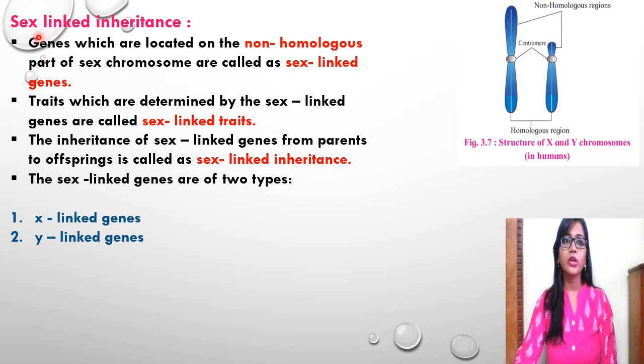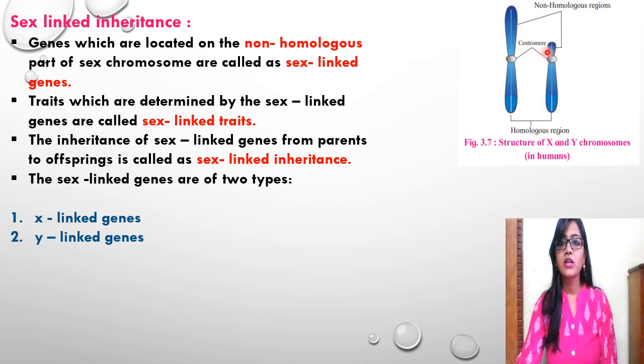While talking about sex-linked inheritance, it is very important that you understand the pair of chromosomes which determines the sex, that is the X and Y chromosomes, as shown in the diagram of the structure of X and Y chromosomes in humans. If you observe, the X has a different length than the Y. We have discussed the structure of X and Y and all the chromosomal structure in the earlier session of the video, so if you want the details, you can watch those videos.